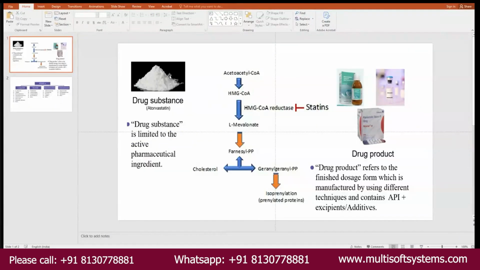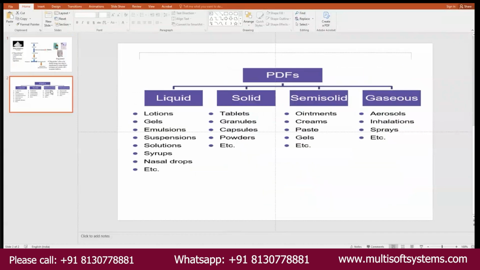Pharma process. First of all, what are the drug substances? What are the drug products? Why are we converting the drug substances into the drug product? What are the various types of drug products? These are the various types of drug products.